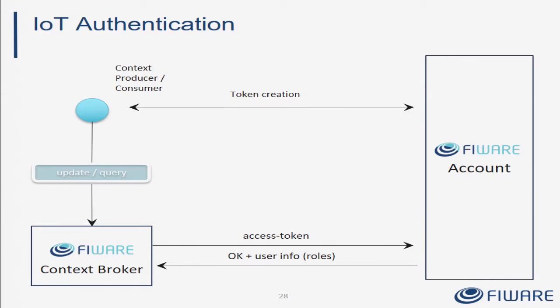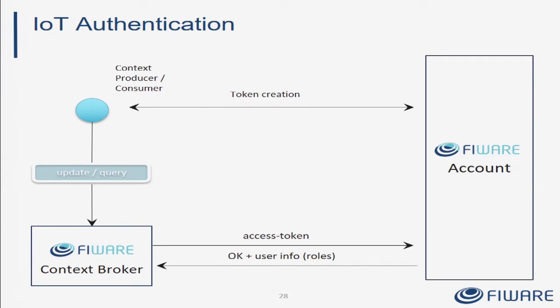Okay, so the Context Broker has also a PEP Proxy inside that is getting the requests sent by these context producers and consumers and validating them with the FIWARE account server. Okay, so using this configuration, we allow sensors to perform these update and query actions in a secure way, also following the standards of security in FIWARE.